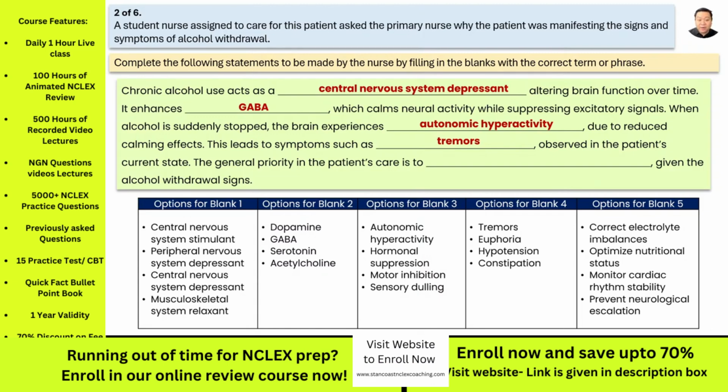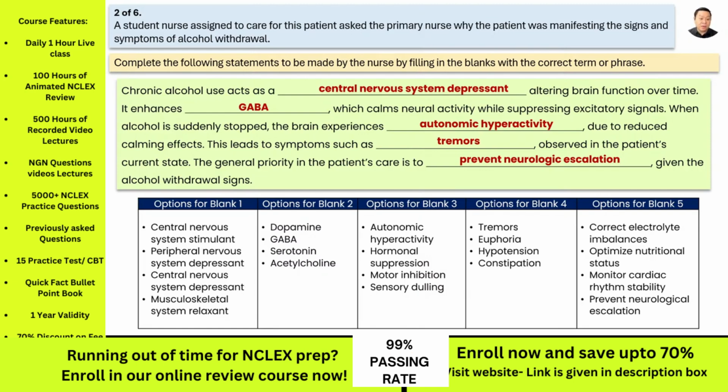The correct answer here is prevent neurological escalation, and this should be your priority for this client. This simply means that you need to closely monitor the client for signs and symptoms of worsening symptoms, maybe seizures, hallucinations, or delirium tremens, and also to make sure that you intervene early by administering the benzodiazepines such as lorazepam.